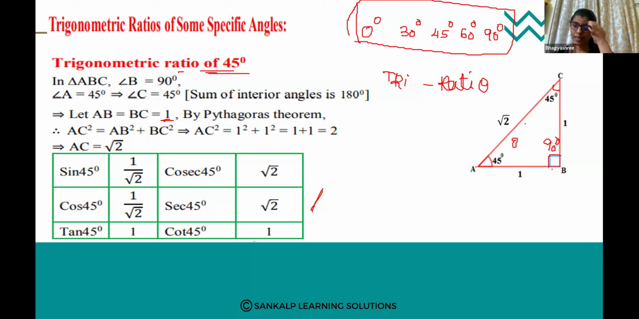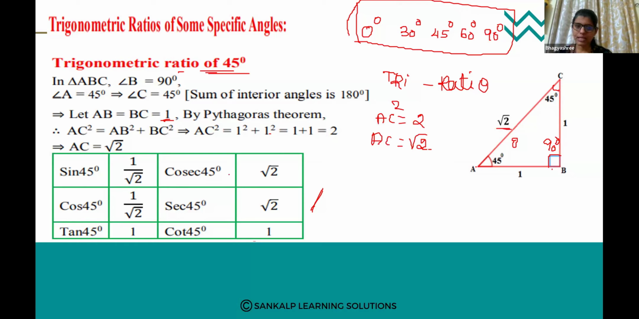Again consider Pythagoras theorem. AC square is equal to AB square plus BC square. AC square is equal to 1 square plus 1 square. 1 square is 1 only. So 1 plus 1 is 2. AC square is equal to 2. Then what is the value of AC? Square root of 2. So AC value is root 2.